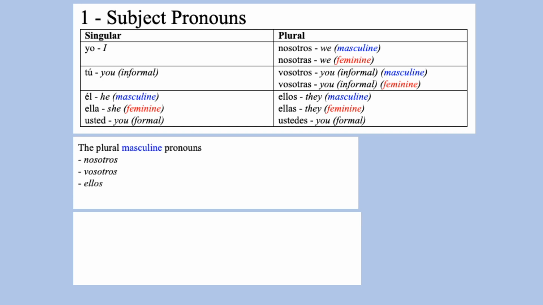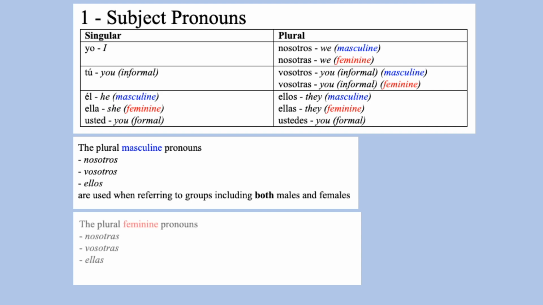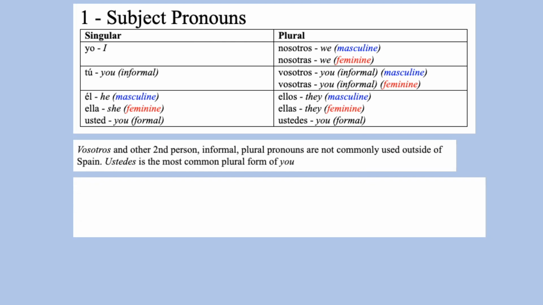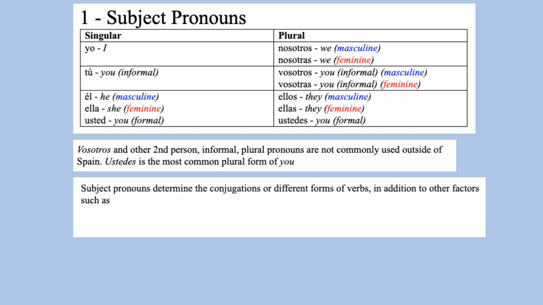The plural masculine pronouns are used if referring to a group that includes both males and females. The plural feminine pronouns are only used if referring to a group that consists entirely of females. Vosotros and its derivatives are not as commonly used outside of Spain. Ustedes is the most common plural form of you. So subject pronouns determine the conjugations of verbs, in addition to other factors such as tense and mood.